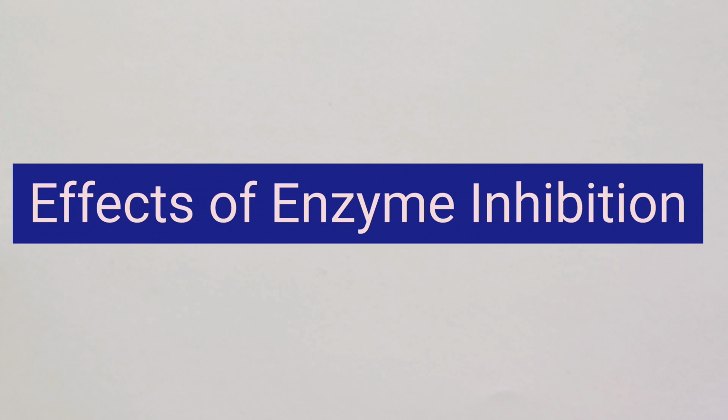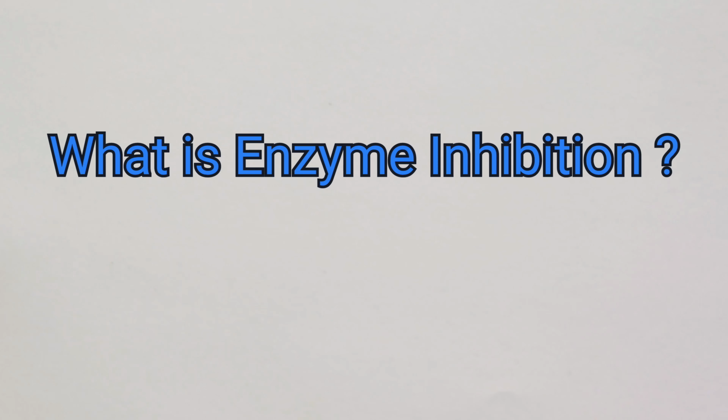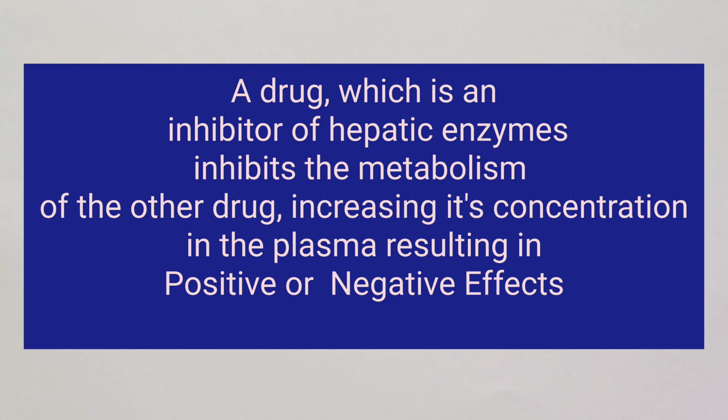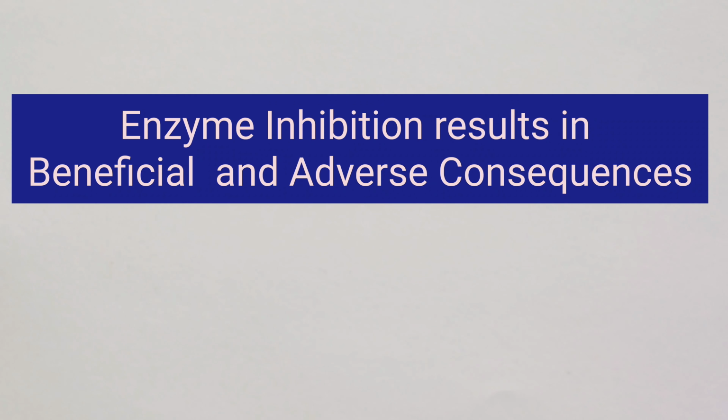Next is effects of enzyme inhibition. So what is enzyme inhibition? When two drugs are co-administered and one drug is an inhibitor of hepatic enzymes and proteins, it inhibits the metabolism of the second drug, thus increasing the concentration of the second drug in the plasma. So the drug stays in the plasma for a longer time, producing beneficial and negative consequences.